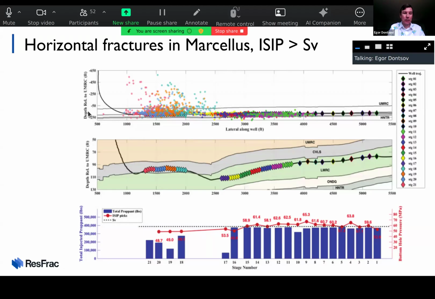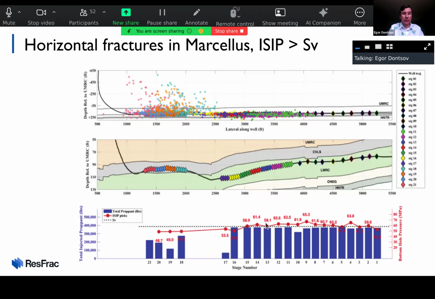And the scale is from say -50 to -250, so one scale is 200 feet. So this indicates that your height is maybe 100 feet, at least. But again, the authors interpret that this is horizontal, so that we have purely horizontal hydraulic fractures. And to further confirm this, the authors plot these ISIPs. So these red dots, the instantaneous shut-in pressure they measure, or red markers, as you can see here.